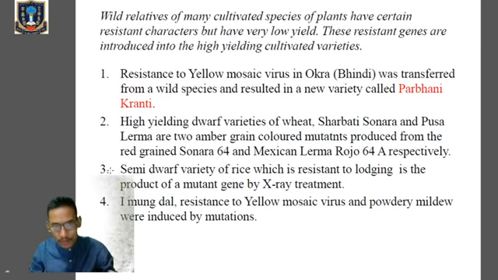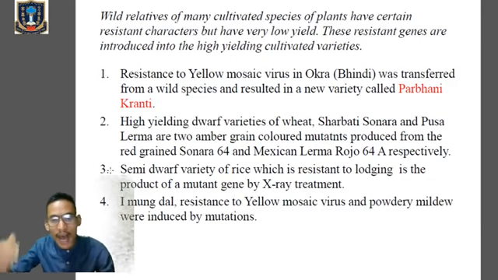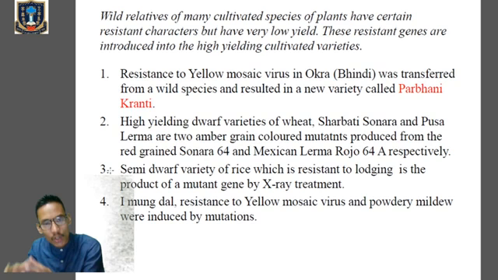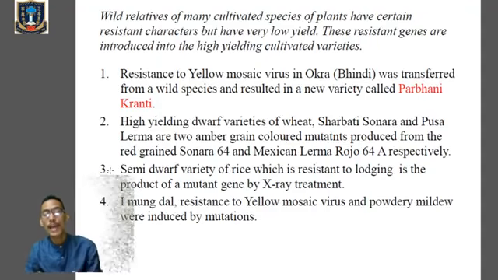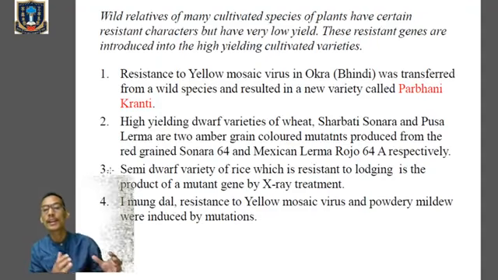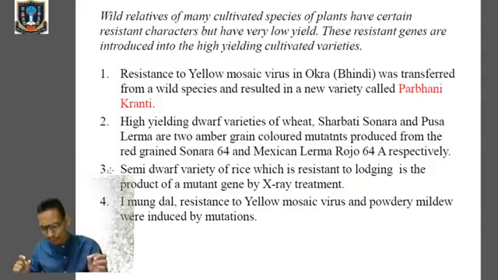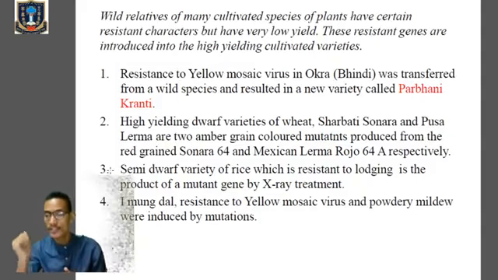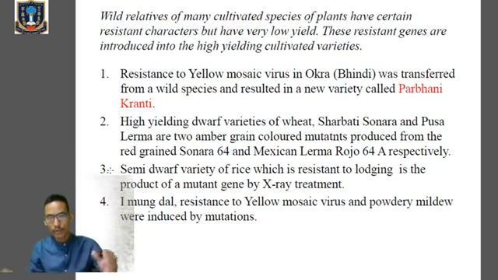That means we are trying to combine the disease resistant character of a plant, which is from the wild variety, with the high yielding character of the cultivated one. So we are trying to mix those two characters so that the progeny, or the offspring, will have the combination of both the parental characters. That means the progeny will carry the gene of resistant character as well as high yielding character. Clear? So let's go through.